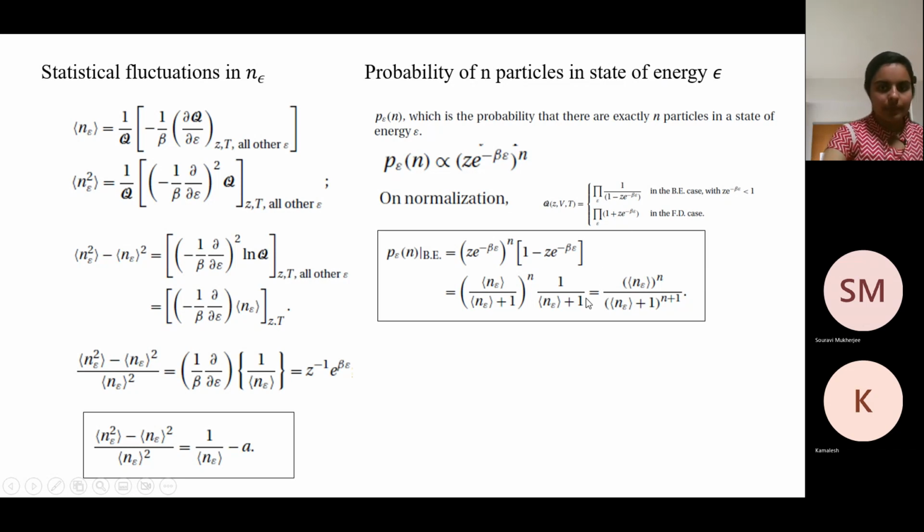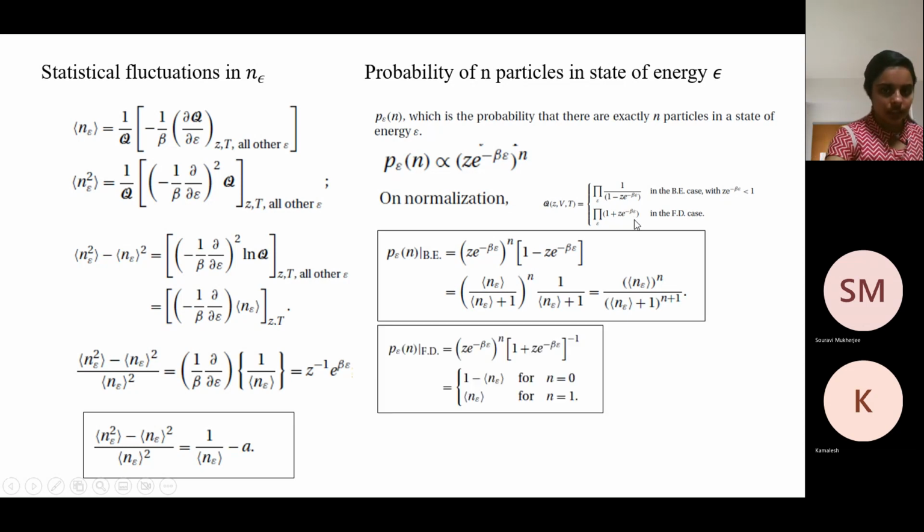Now, what happens when you consider a Fermi-Dirac case? In the Fermi-Dirac case, you again will have this term, but now you will multiply by 1 by 1 plus z e to the power minus beta epsilon, right? And this is the expression that you get.